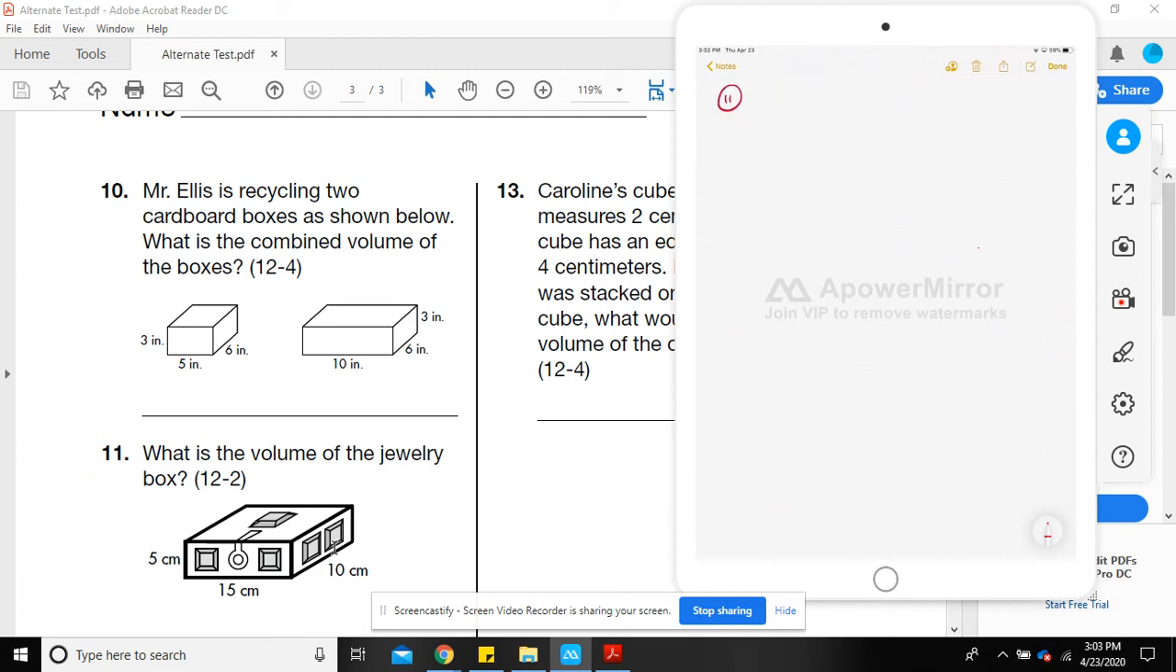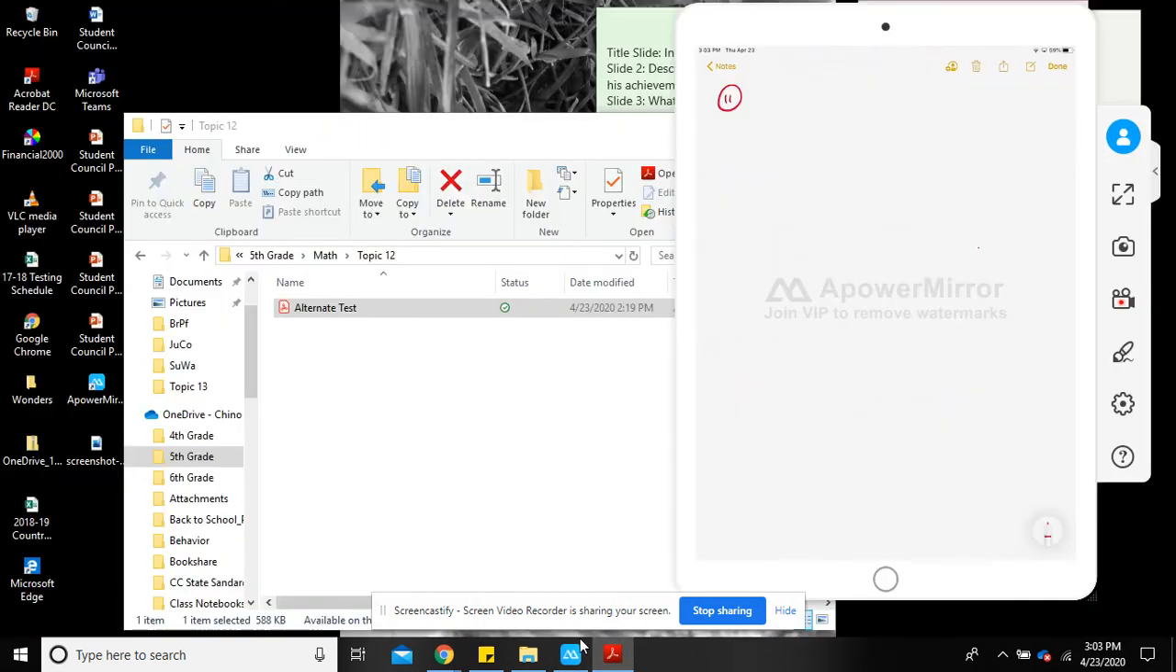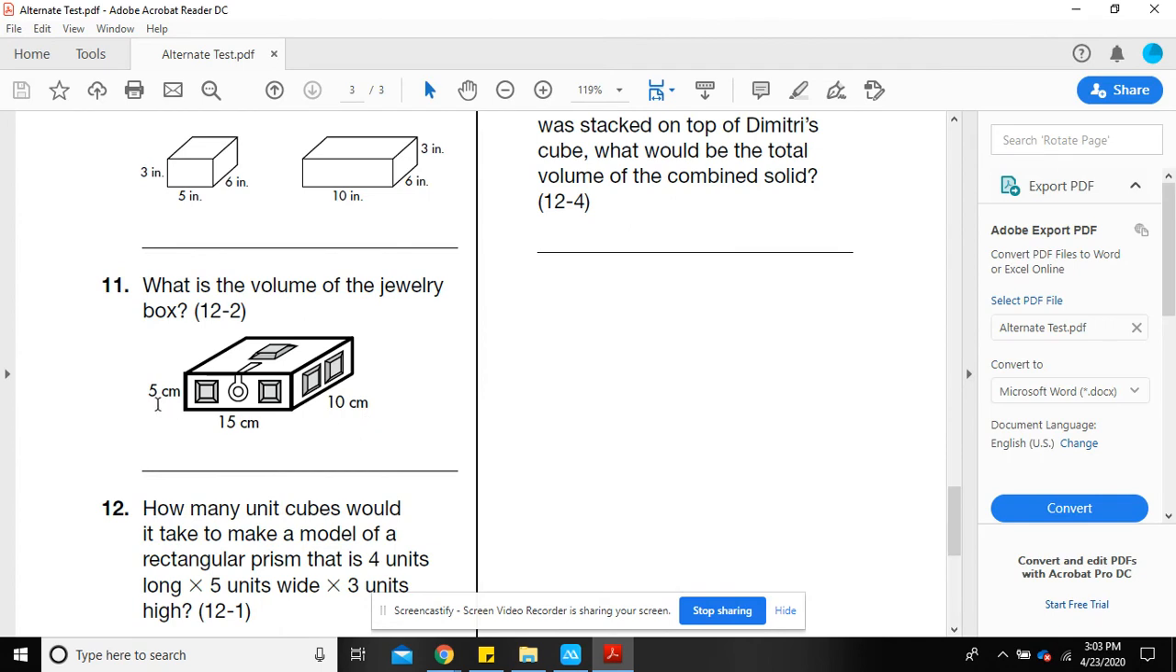Okay, what is the volume of the jewelry box? Okay, so we have this jewelry box here. Let's make sure we can see the whole thing. And we need to find the volume. So we're going to multiply the length times the width times the height. So we're going to multiply this 5 centimeters by 15 centimeters by 10 centimeters. Okay, so 5 times 15. Let's do that on the side.